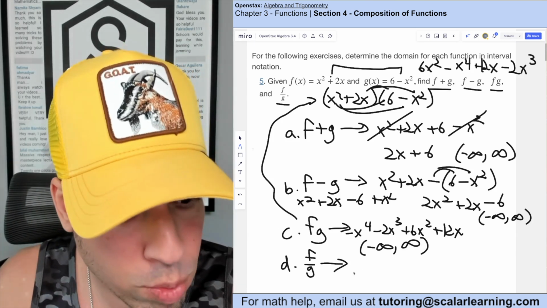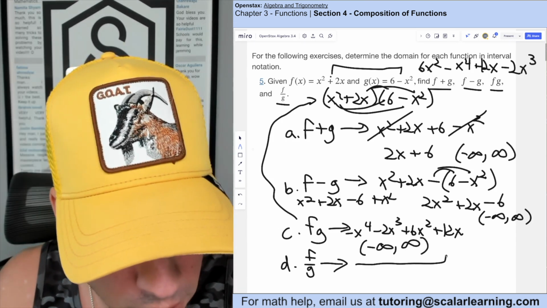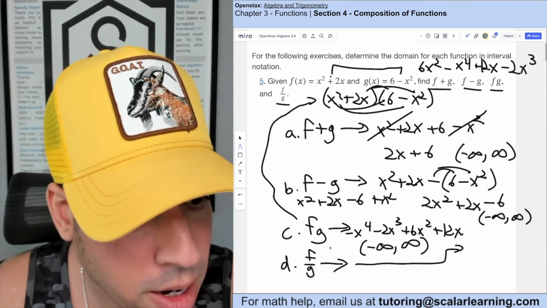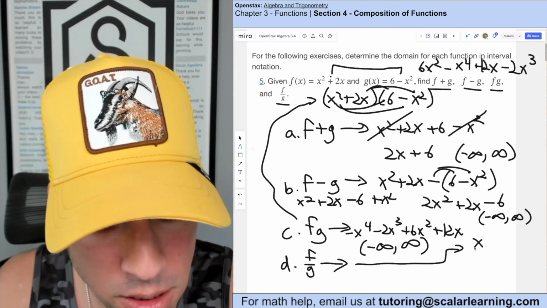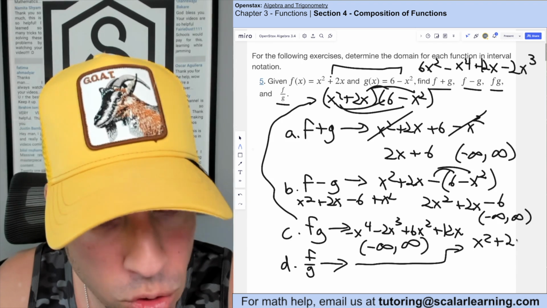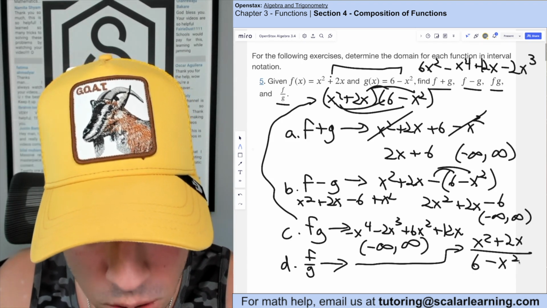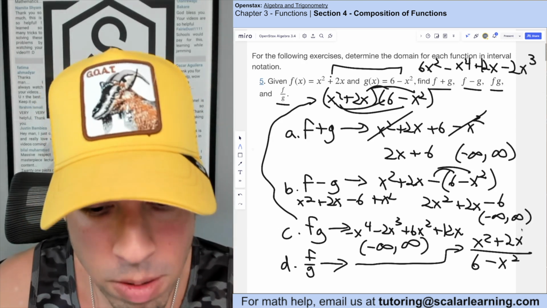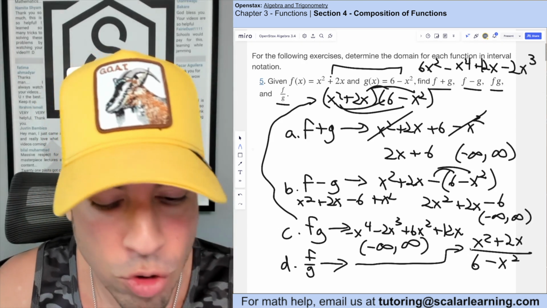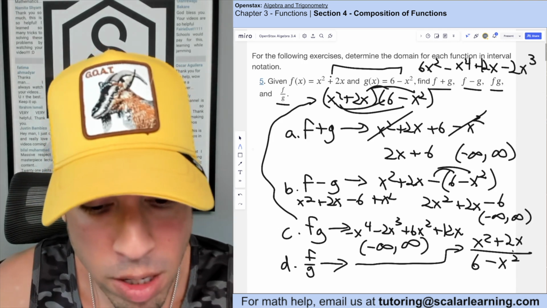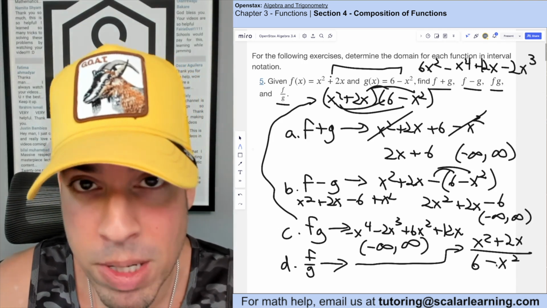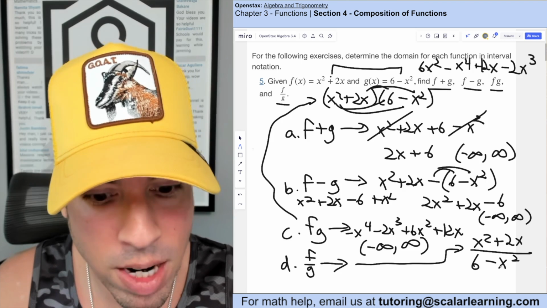And last but not least, we got the quotient, okay? So I'll put it over here so we have a little more room. F over g. So I'm literally going to write that as x squared plus 2x over 6 minus x squared. And there's nothing we can really combine or simplify. So we're just going to look at this. Now, the numerator, all's fair game. We can plug in whatever we want. But the denominator, we got to be careful because we can't be dividing by 0.